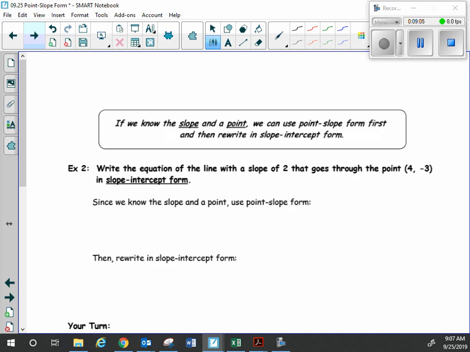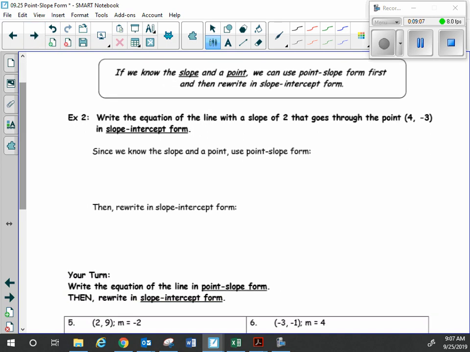If we know the slope and the point, we can use point-slope form first and then rewrite it in slope-intercept form. So write the equation with a slope of 2 that goes through (4, -3) in slope-intercept form. Now, if you still like to plug in the point as x and y and solve for b, you can do that. But this is also another route. I have y plus 3 equals 2 times x minus 4.